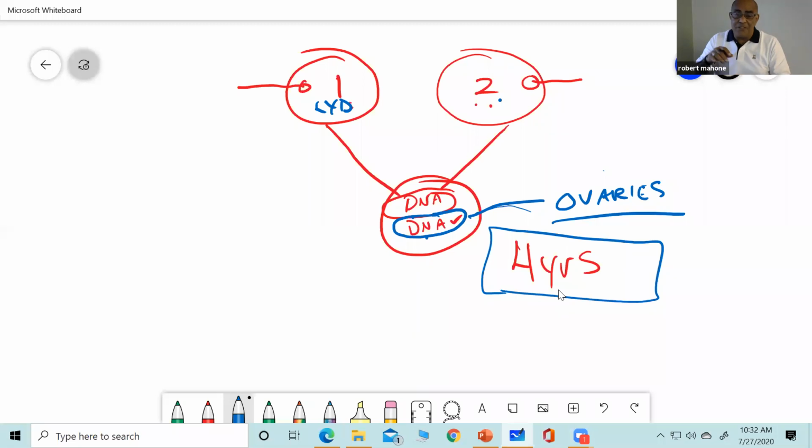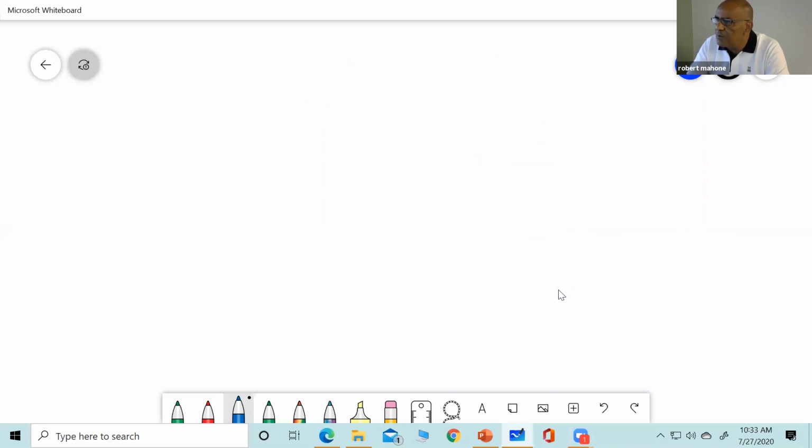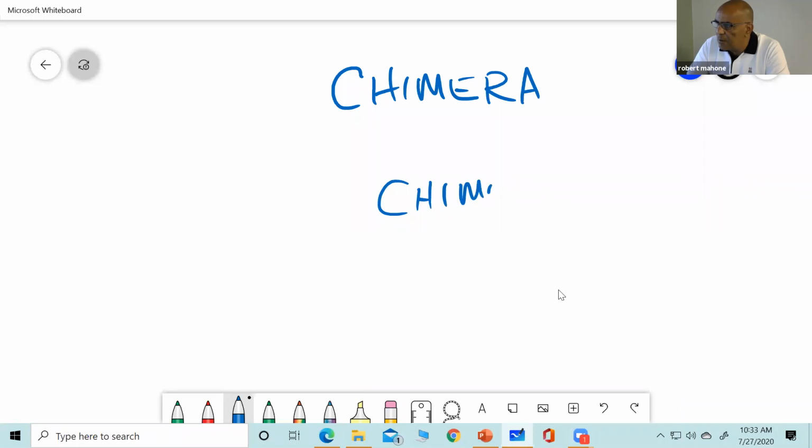Science creeps along, guys. Science never runs. It creeps. So going around checking all these different tissues, finally, they got around to the ovaries and found the second DNA. So people who have two different types of DNA, there's a name for them. We call them chimera. And the condition is chimerism.